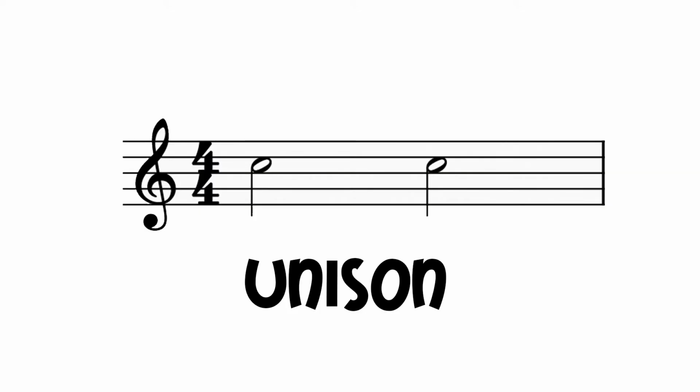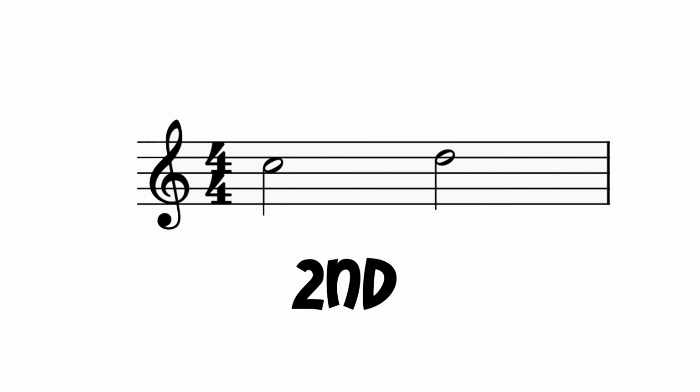Okay, so the term interval means the distance between two notes. All right, so let's look a little further into this. Okay, so unison is the same note. Unison is also known as the prime, so they're exactly the same, there's no form of movement. Now, the second interval is the second note away from our original one. It's just one note above.